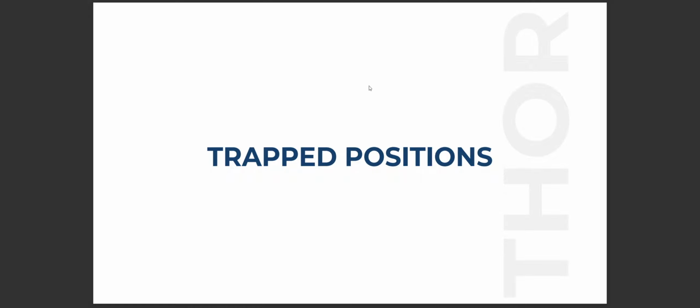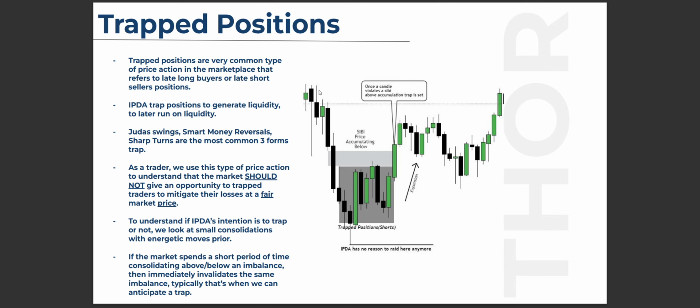Hans. Now the other concept is trap positions. This is also a reversal type, one of the reversal types. But in this type of reversal, smart money reversal, you're not going to be seeing SMT divergences. Usually, it's not going to be present in the marketplace. You've got to think quicker for this one. Now, what is a trap position? Trap position is essentially a very common type of price action in the marketplace that refers to late long buyers or late short seller positions that get trapped.